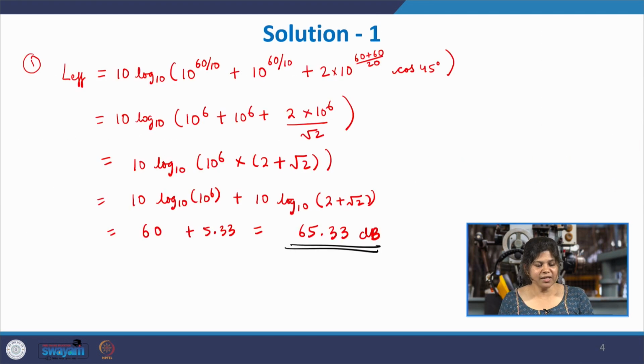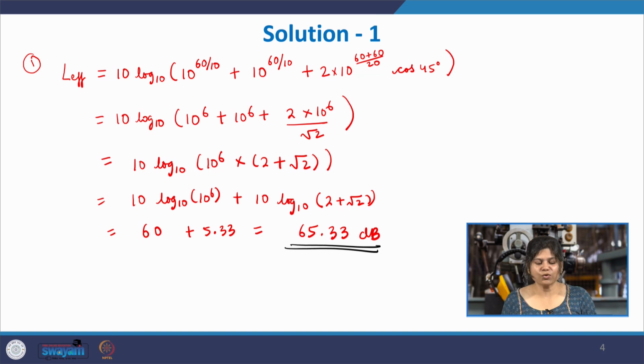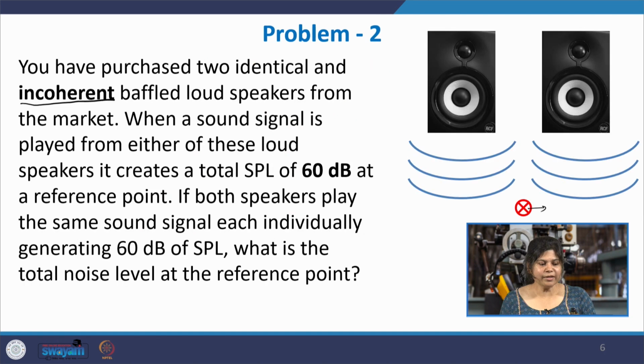In the previous case, as you saw, if a layman is given this problem, that one source gives 60 and the other source gives 60, they would think okay, 60 plus 60 is 120, but that is not the case. When it is two sources with 60 plus 60, the actual summation leads to 65.33, which is not much larger than 60 decibels itself. Now, over here let us solve. We use the equation for incoherent sound sources.